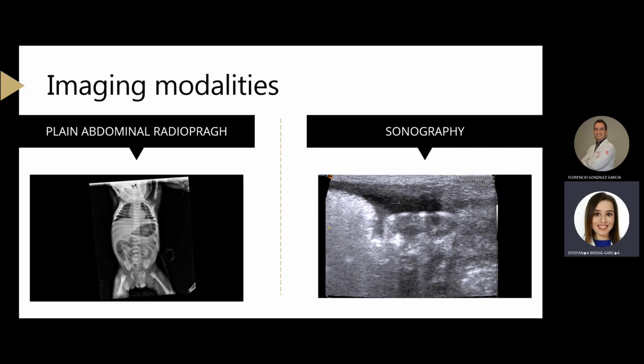Talking about the imaging modalities, we have the plain abdominal radiograph and the sonography. The first one is the current modality of choice for the evaluation of the neonate suspected of necrotizing enterocolitis. The main observations to be made on the plain abdominal radiograph include the presence, amount, and distribution of gas, including the intramural gas, intraluminal gas, and portal venous gas. The time of follow-up depends on the severity of the necrotizing enterocolitis, and it may vary from 6 to 24 hours.